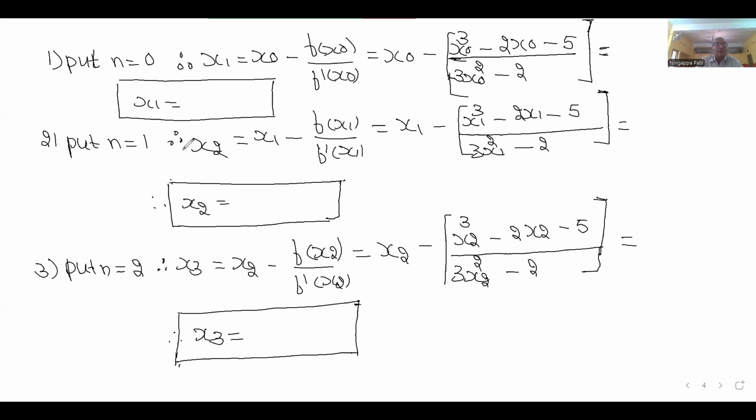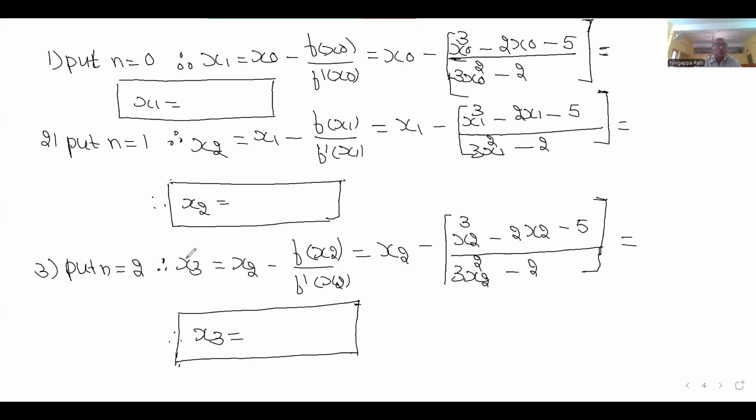Then n equal to 1. Now n equal to 0 gave x1; if you put n equal to 1, it is x2. This x0 becomes x1 now: x1 minus f of x1 divided by f dash of x1, that is x1 minus x1 cube minus 2 x1 minus 5 divided by 3 x1 square minus 2 equal to, keep some space, and x2 keep this bracket empty. I will tell you how to get the answer in a shortcut way.